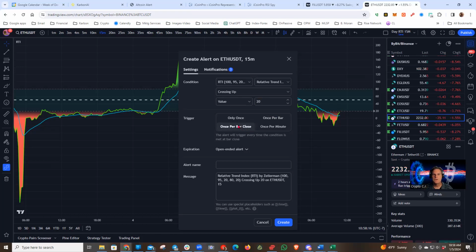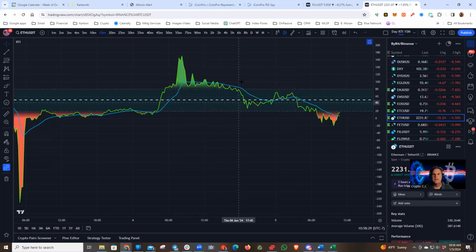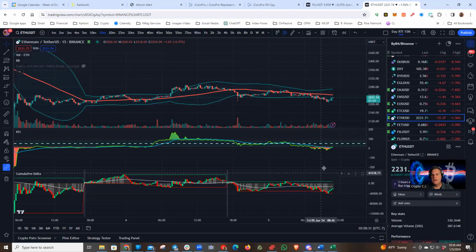I use once per bar close because I tend to leave my alerts on throughout the day, usually from about 7 or 8 a.m. to 7 or 8 p.m. And so when those alerts trigger, I can evaluate the trade and see if I want to take it. There's other ways to use the 50 and the 100 value or the 80 value as well. I'm not going to go over those right now. Try to keep this video reasonably short.